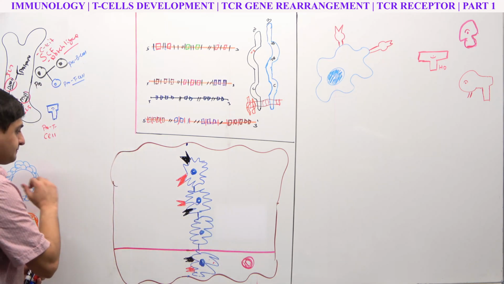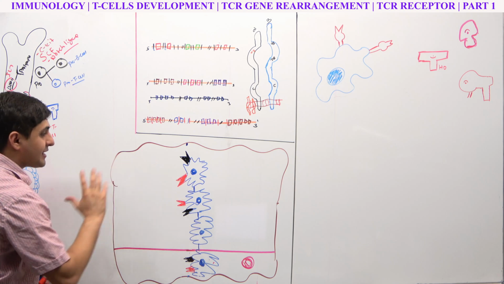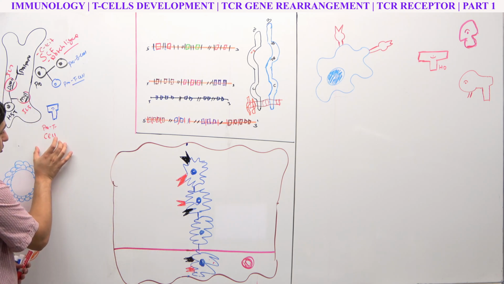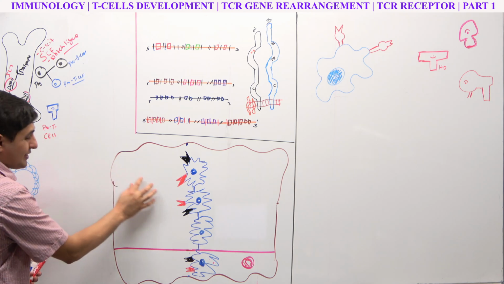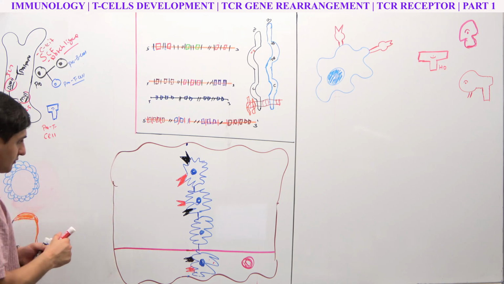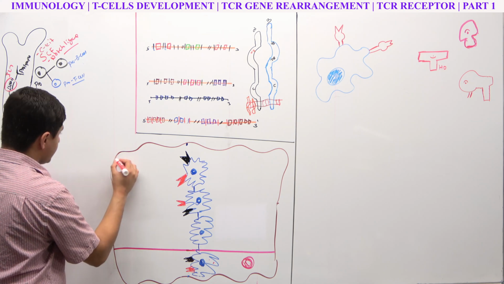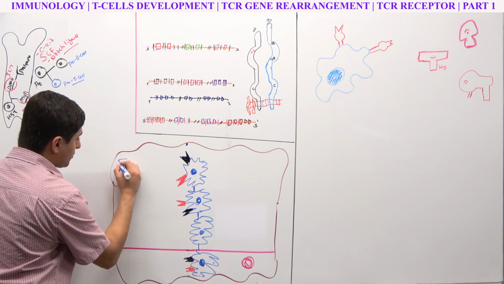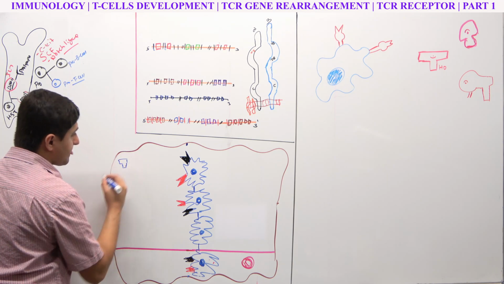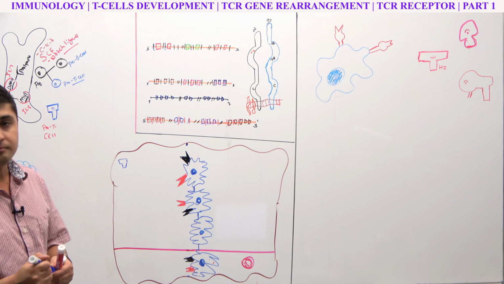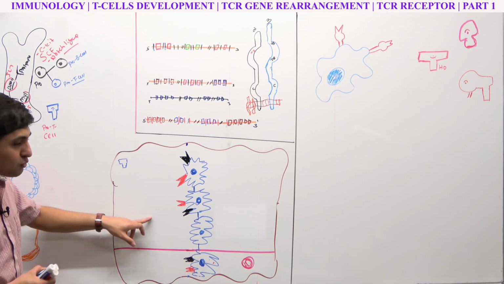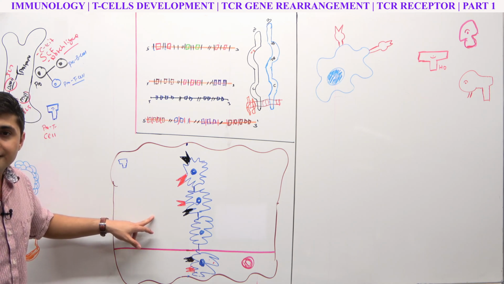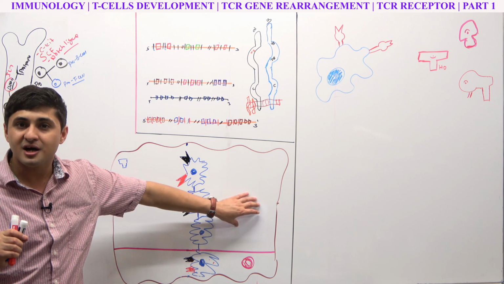Now, after this little bit of anatomy of the thymus, when the pro T cells from the blood go to the thymus, let's say this thymus is right here, we call these T cells thymocytes. Why? Because the T cells are dependent on the thymus.